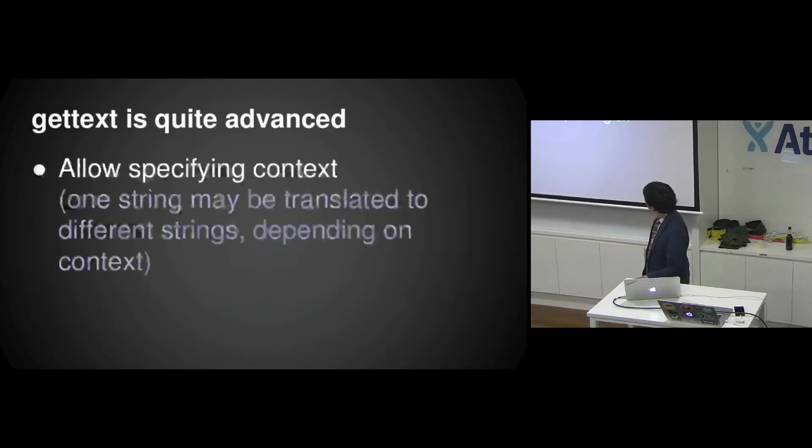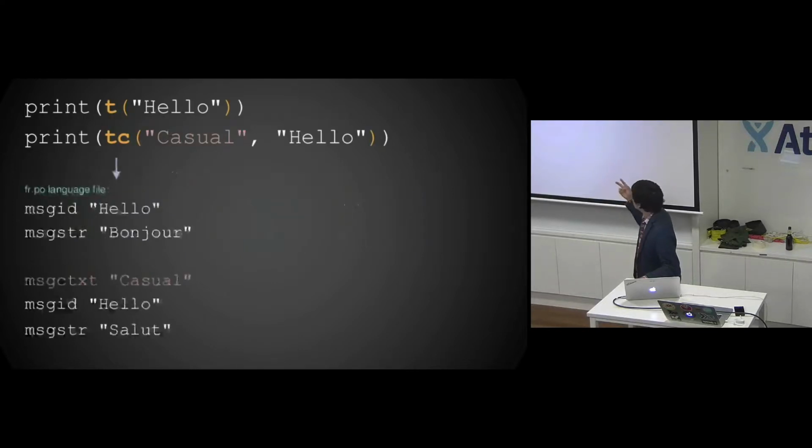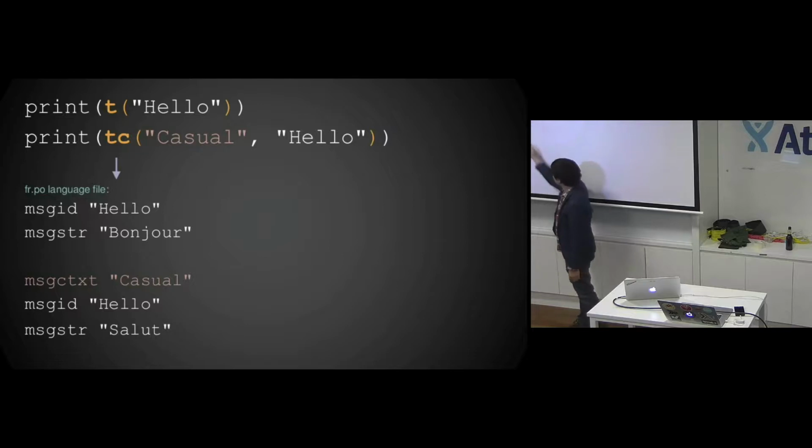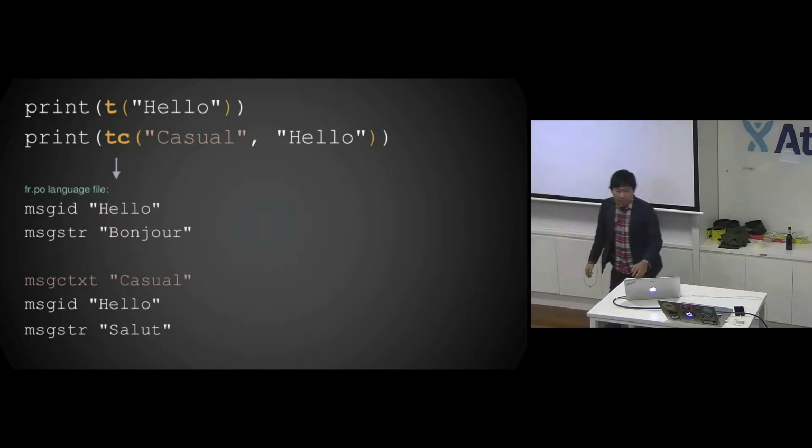So gettext is quite advanced. It allows you to specify context. For example, this string may have two contexts: one is the normal default context, another is a casual context. And in different contexts, we will have different translations. These are in French.